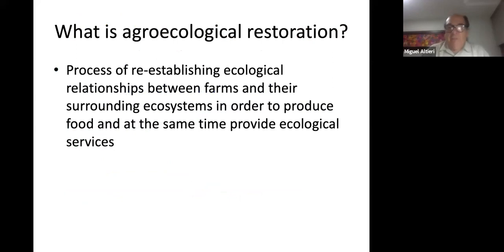So what is agroecological restoration? It's the process of reestablishing ecological relationships between farms and the surrounding environment in order to produce food, but at the same time provide ecological services. So basically what we want to do is design farms, but having in mind that the complex matrix that surrounds it is important.